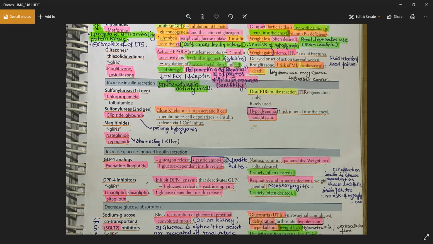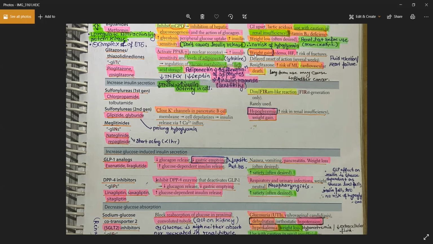Very important. It also inhibits TNF alpha, and you guys remember that TNF alpha causes resistance against insulin. Does anyone remember how? By serine phosphorylation. So the glitazones also inhibit TNF alpha, and they also inhibit leptin, and leptin promotes weight loss. So a side effect in this patient will be weight gain, as you can see.